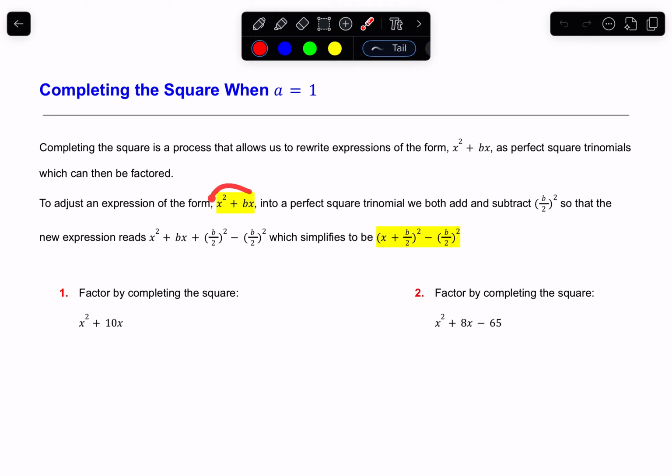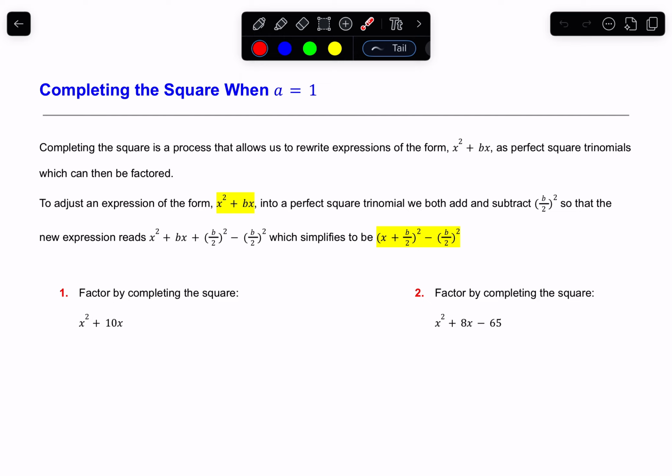Okay, so x squared plus bx by itself is not a perfect square trinomial, but we can make it a perfect square trinomial by adding something to it that will make it a perfect square trinomial. All right, I've said that term too many times, but let's see how to do it. So when we want to turn x squared plus bx into that perfect square trinomial, we both add and subtract b over 2 squared, where b is the value in front of the x term. Okay, the new expression is going to read x squared plus bx, that was the original expression, but then we have plus b over 2 squared and minus b over 2 squared.